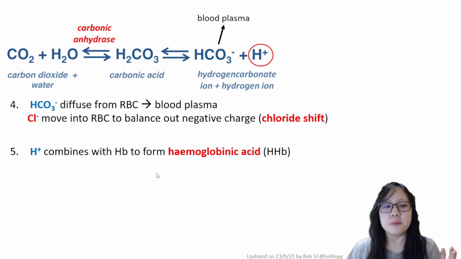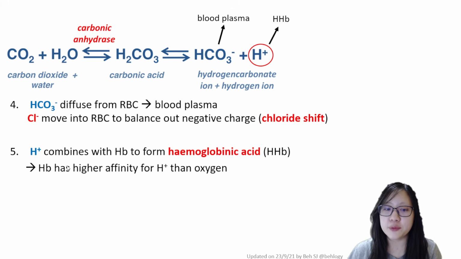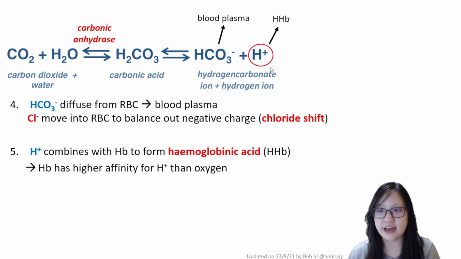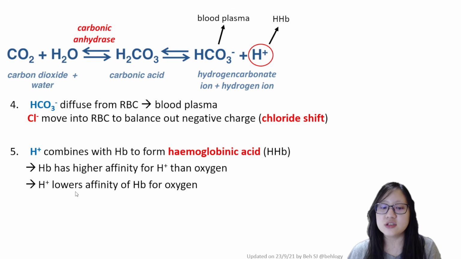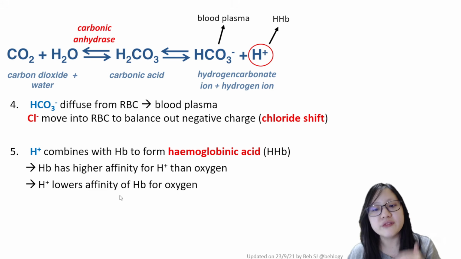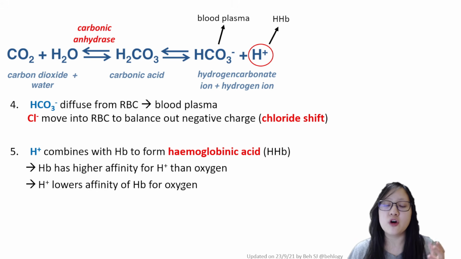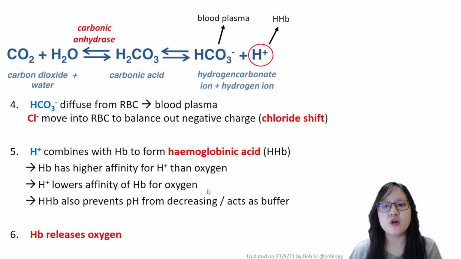Why? Because hemoglobin actually has a higher affinity for hydrogen ions than oxygen. So because of this reaction that happens, hydrogen ions are produced, and hydrogen ions would lower the affinity of hemoglobin for oxygen, resulting in that Bohr shift. Oxygen is then released more easily to the respiring tissue.